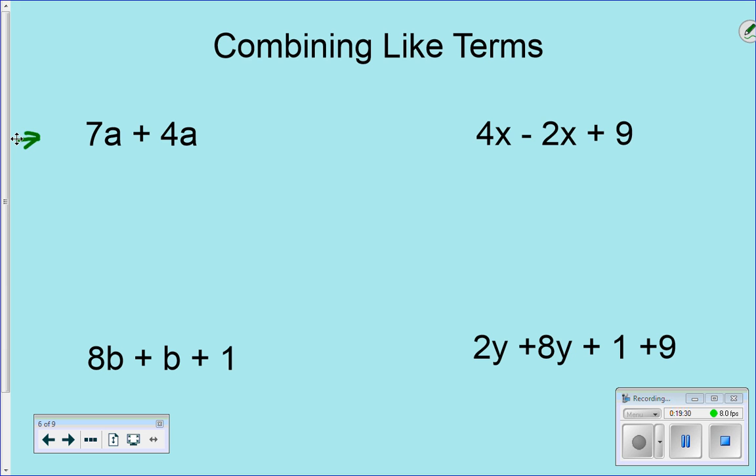Alright, so what we're going to do is I'm going to look here and say, okay, I have 7a and I have 4a. Well, if I have 4a plus 7a, how many a's do I have? I have 11 a's, don't I? So 11a would be my answer for that one. That's it. I can't go any farther. Now let me show you why. Let's say a is 6. This is how my problem would look then.